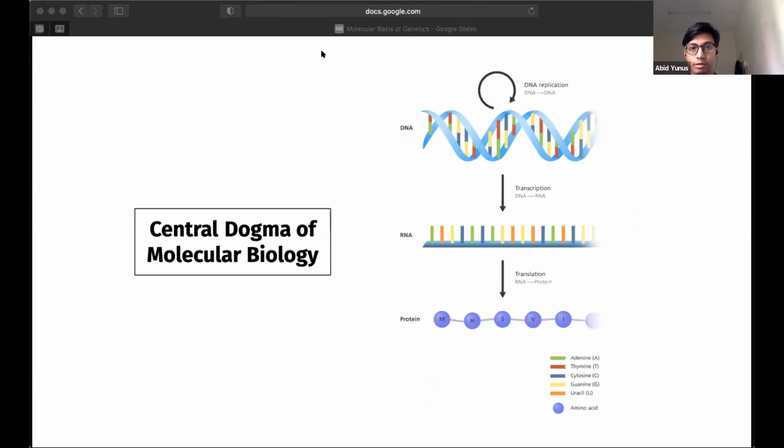So there's a few key steps in this central dogma. The first one is the DNA replication, whereby DNA makes a copy of itself, and then DNA transcription, whereby DNA is transcribed into RNA, and then translation, whereby RNA is translated into a functional protein.